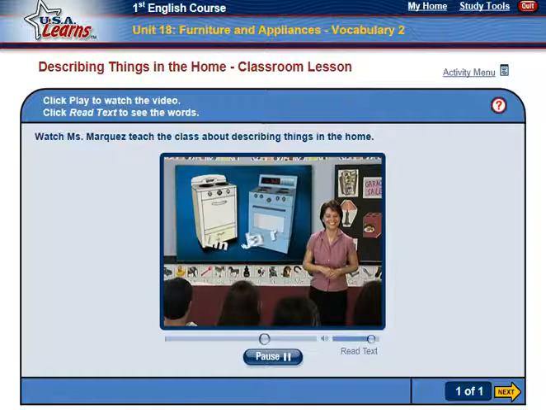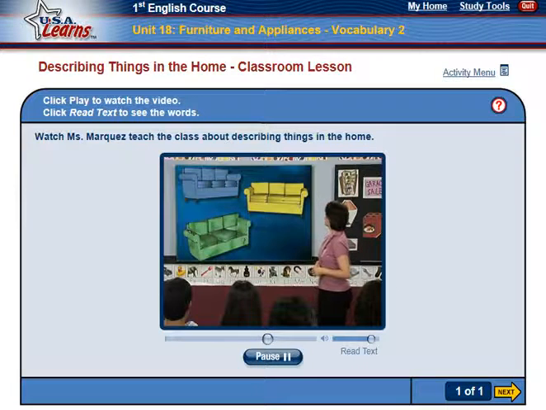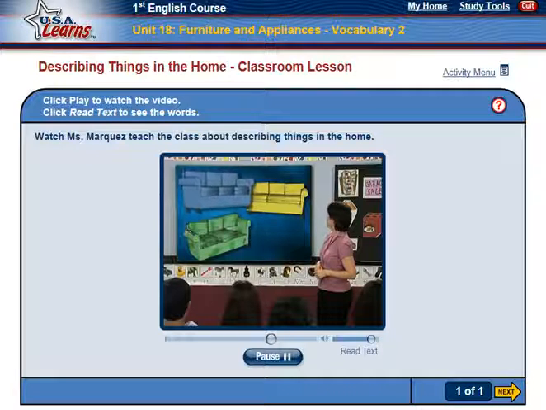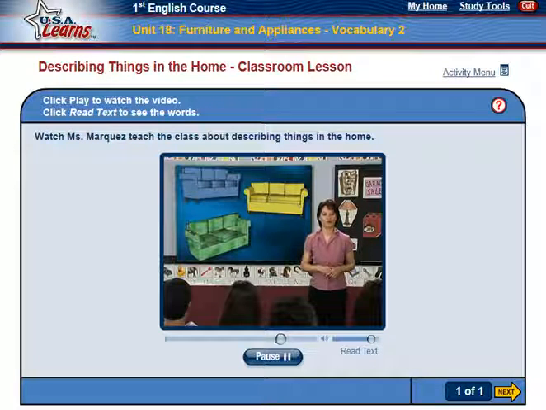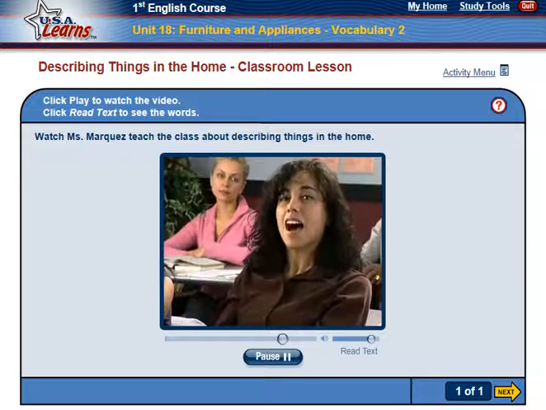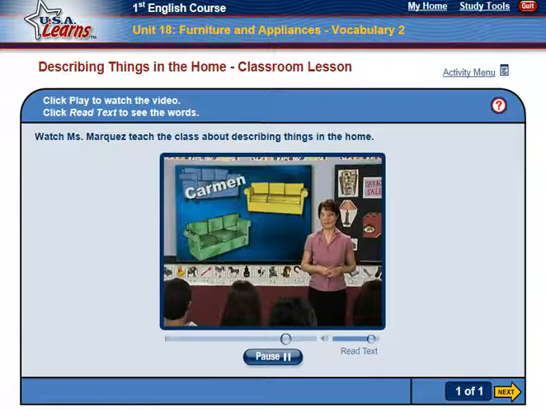Now let's look at some sofas. I have three sofas. One is in excellent condition. One is in good condition. And one is in bad condition. What do you think? Which one do you want? Carmen. I want the one in excellent condition. Does anyone want the one in poor condition?